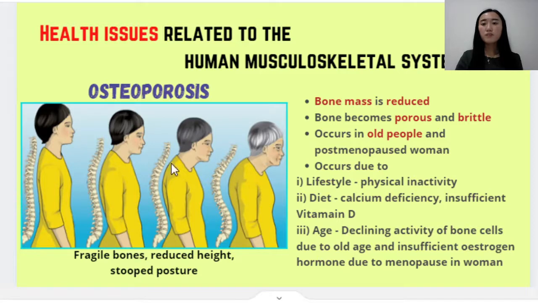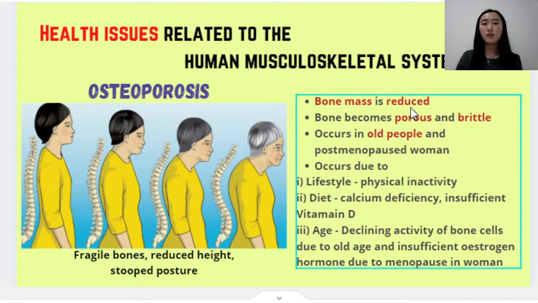When we are getting older, our bone mass is reduced with the increasing of our age. So our bone will become porous and brittle, which breaks easily. It occurs in old people and also postmenopause women. This osteoporosis occurs due to inactive lifestyle and unbalanced diet, which lacks calcium and has insufficient vitamin D, and the age, which is the declining activity of bone cells due to old age, and also the insufficient estrogen hormone due to menopause in women.